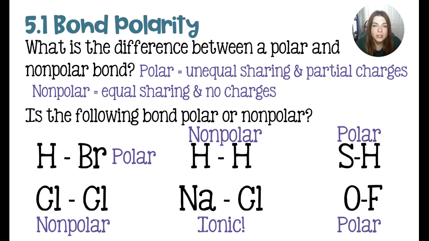Oxygen bonded to fluorine, of course, is a polar bond. Really, anything bonded to fluorine is going to be a polar bond because fluorine has a super high electronegativity.